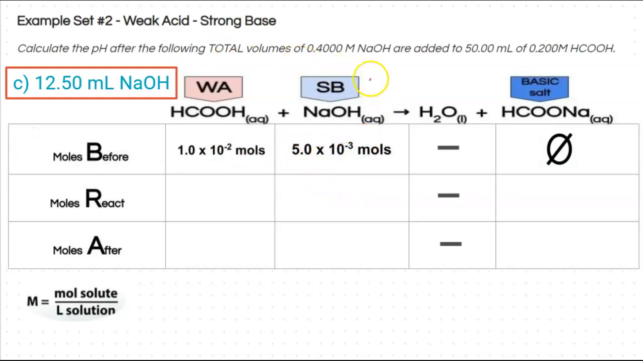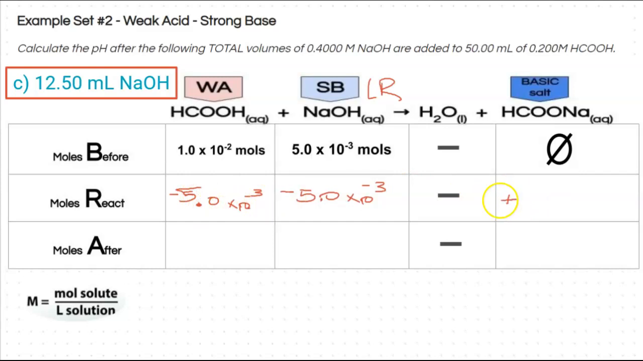That means in this example, sodium hydroxide is again our limiting reactant, so it's going to be used up entirely. So I'm going to lose all 5 times 10 to the negative third moles of my sodium hydroxide, and I'm going to lose an equal amount of the base. So of the 1 times 10 to the negative 2 moles I start with, I'm losing 5 times 10 to the negative third moles of that.